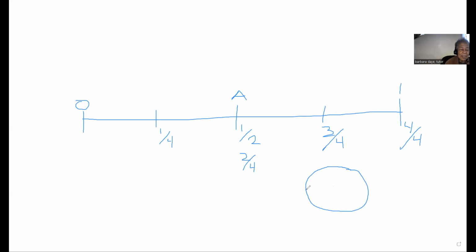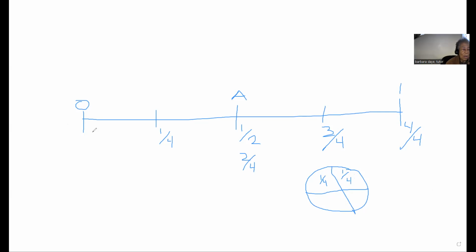Suppose this is a pizza. I take half the pizza, and then I draw another line, and each one of these represents a fourth. You understand that, right? It's the same thing here, except it's on a number line. So all of this here would represent 2/4 or 1/2. It's just that I chose to show it on a number line.